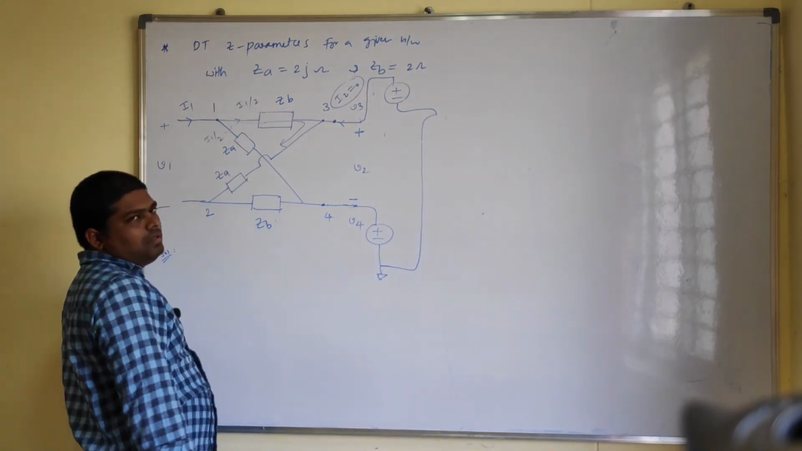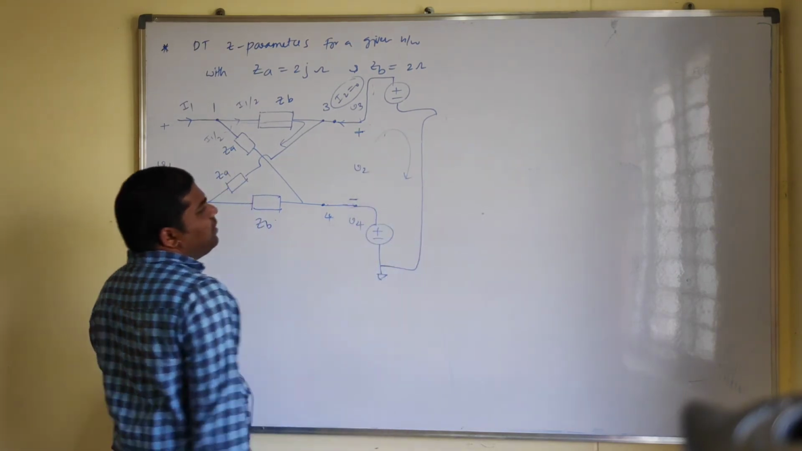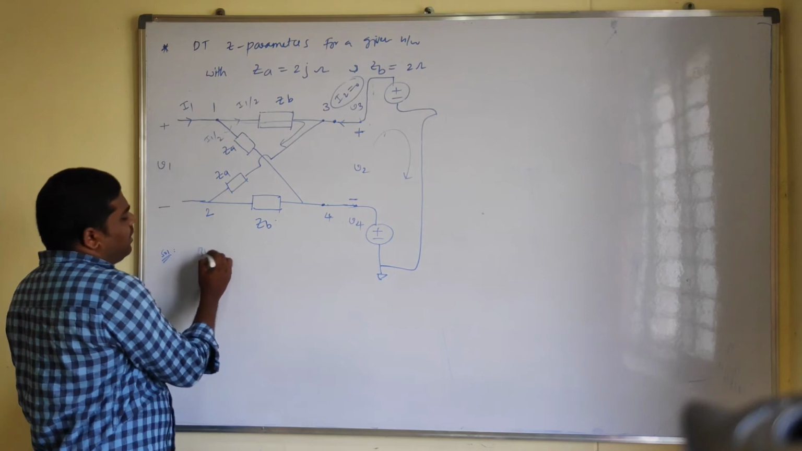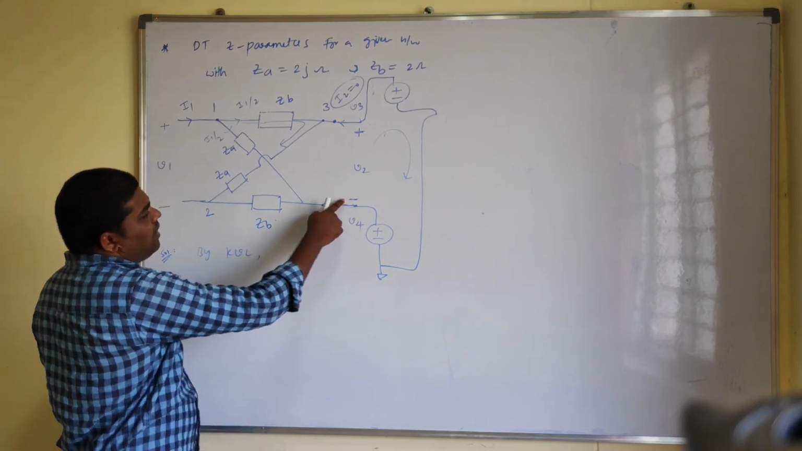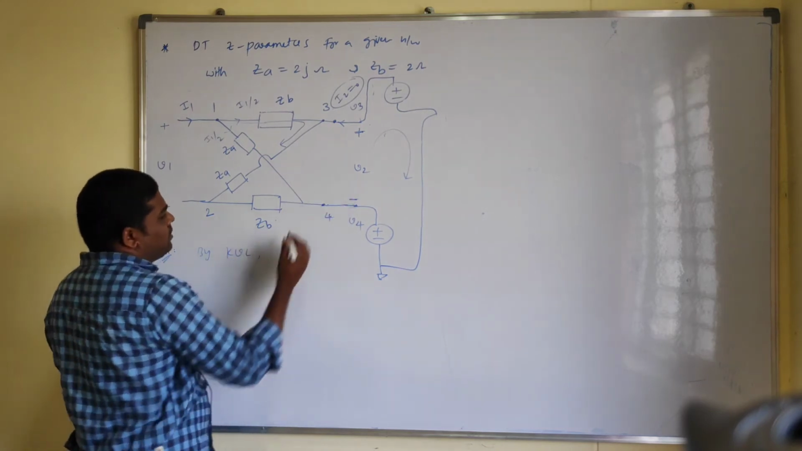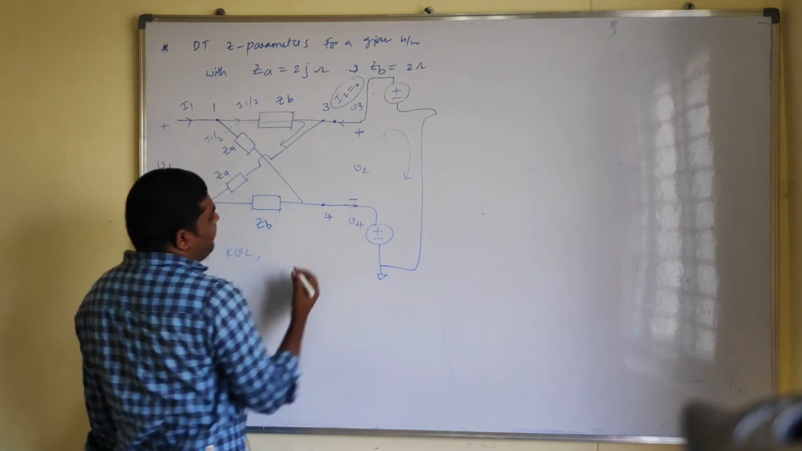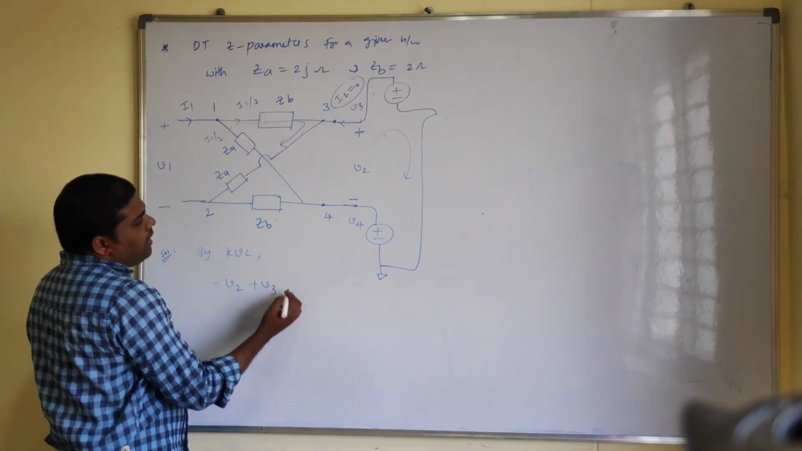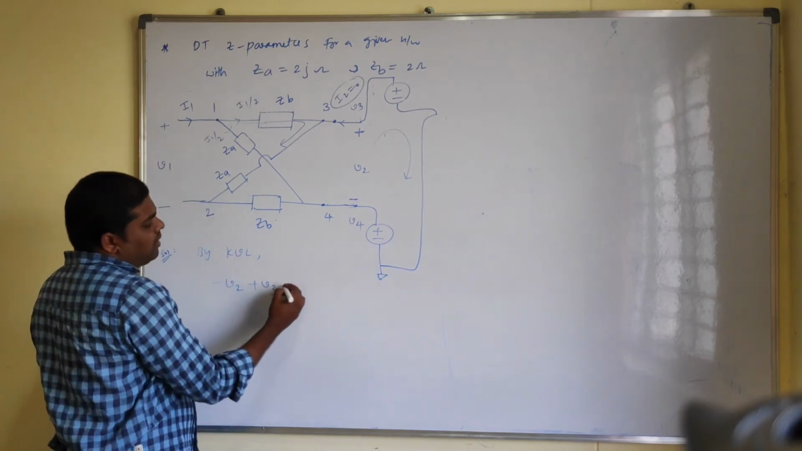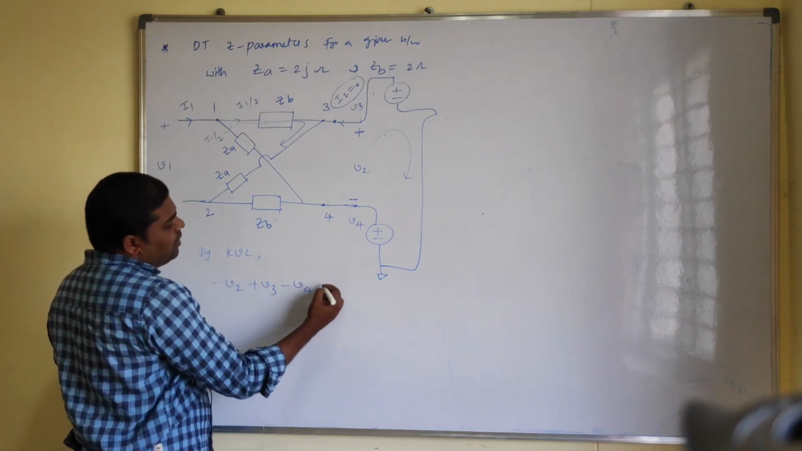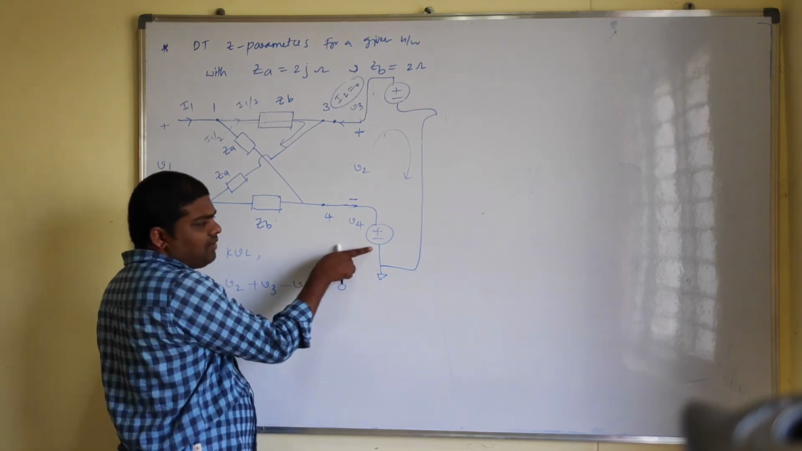Now if you apply the loop equation for this circuit by KVL, what do we get? From here onwards, minus 2 plus, so minus V2, and here plus 2 minus V3, that means plus V3, and here again minus 2 plus, then minus V4 equals 0. Otherwise you can start from here also.